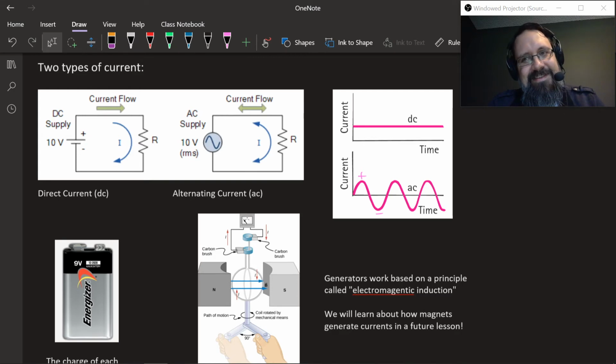Would that mean that DC is only used for batteries? Yeah, DC is used with batteries. It's pretty exclusively just batteries. But I'm going to talk to you about a way that you can change AC into DC.